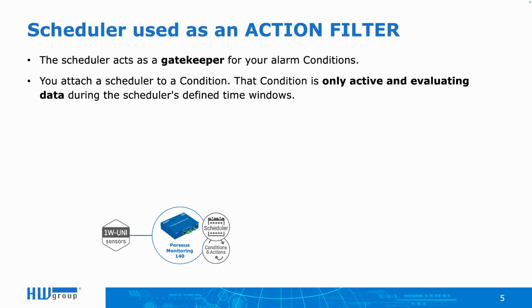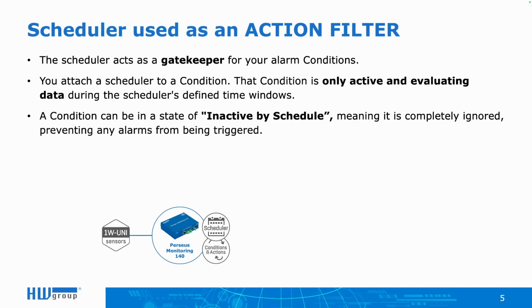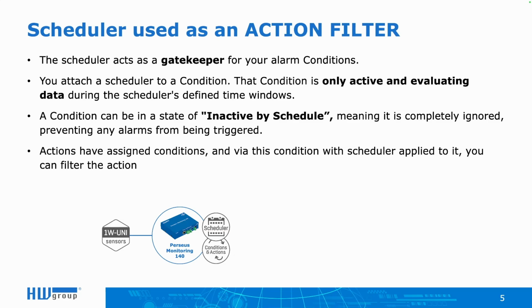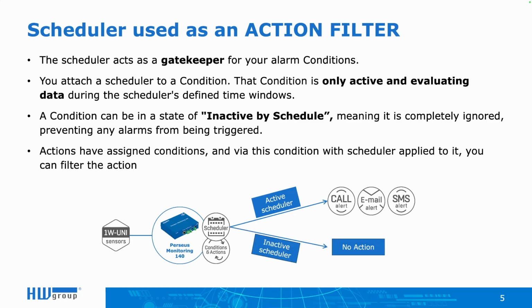Now that we have created the scheduler, we attach it to a condition. Based on this condition, we create an email alert action. By using a condition with an applied scheduler, we can control whether the action can take place. When the scheduler is active, the action can occur. When it's inactive, no action is triggered.